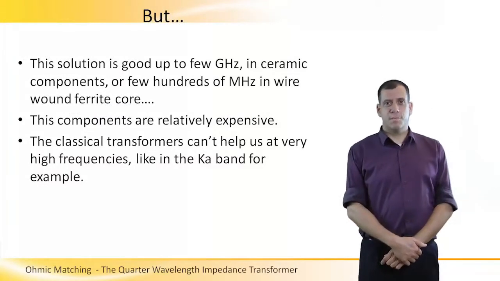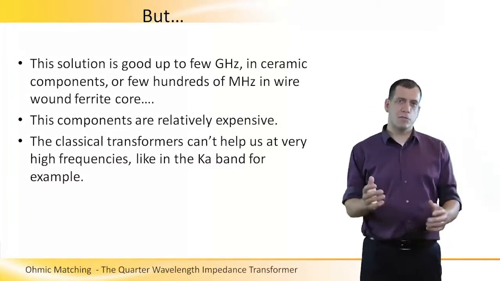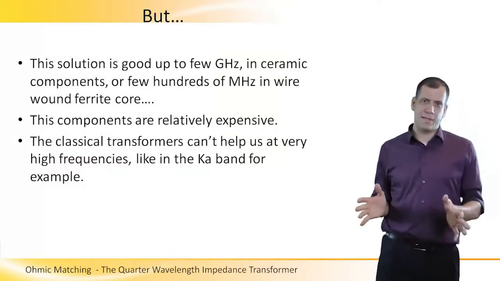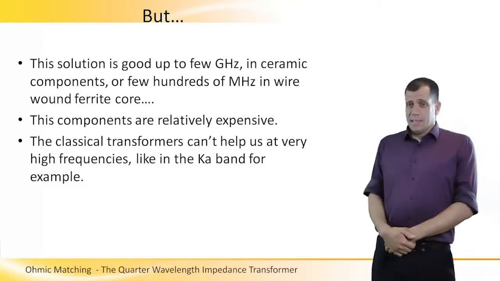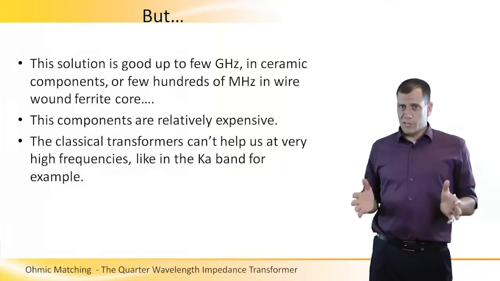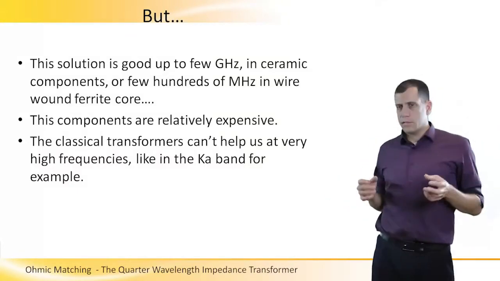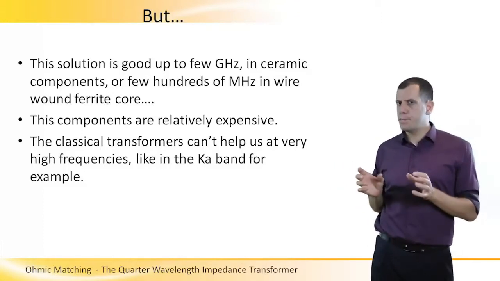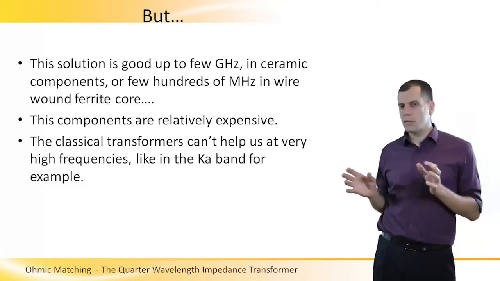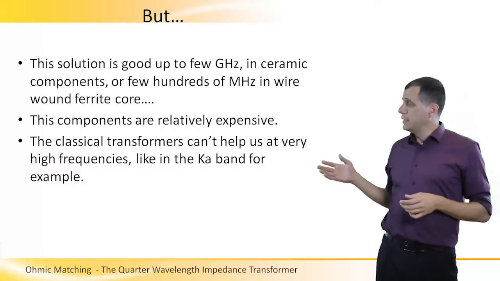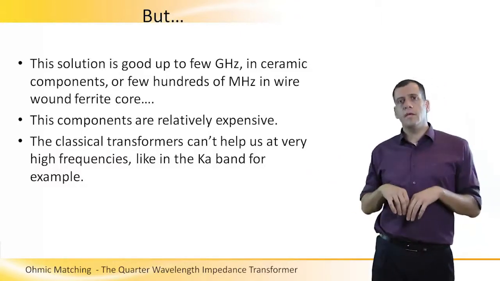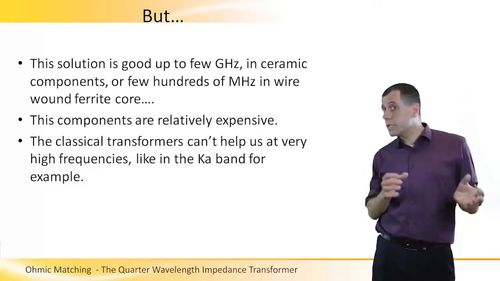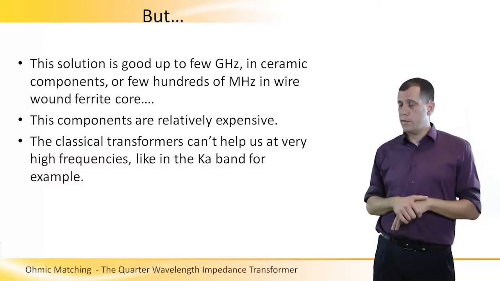But, and there is always a but in RF design, I assume there is a but also in other engineering areas, but there is always a but in RF. The solution of using a classical transformer is possible up to a few gigahertz. There are ceramic components that you can find up to a few gigahertz, like 2 or 3, I would say, and there is the wire wound ferrite core transformer that you can find in, let's say, a few megahertz, a few hundreds of megahertz and below that.